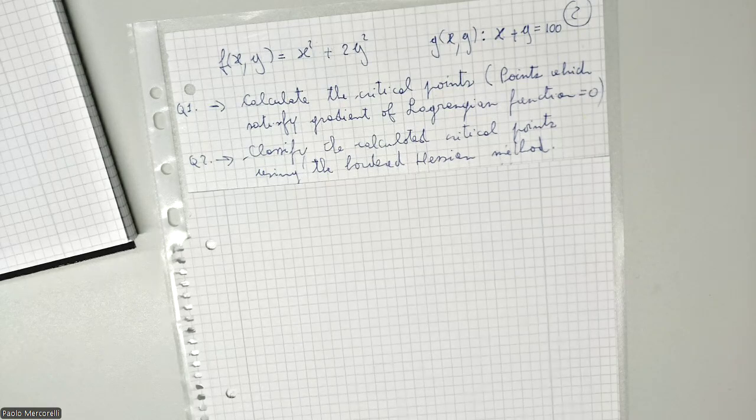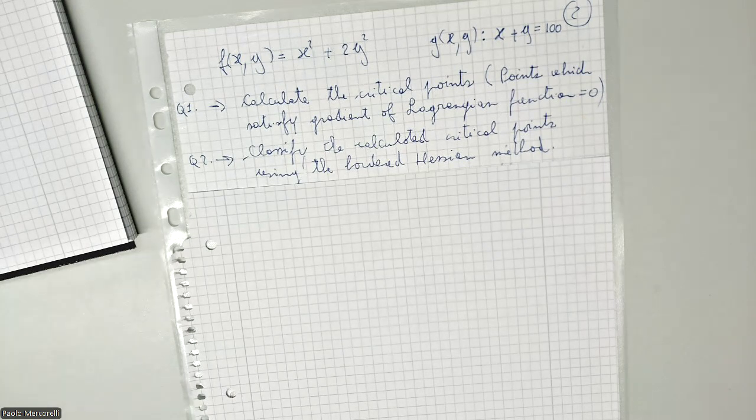Okay, the function to be optimized is x squared plus 2 times y squared, constrained with g of x comma y, which is x plus y equals 100. Let me try to interpret this problem in a possible economical context. And then we will see geometrically how it can be interpreted, and then we do this together.